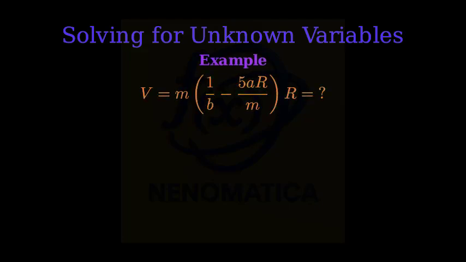Today we're going to solve for unknown variables in algebraic equations by isolating them step by step. Let's start with our first problem. In this example, we need to find the value of capital R from the equation V equals m times the quantity 1 over b minus 5aR over m. We're told that R equals question mark, meaning we need to solve for R. Let's start solving for capital R.